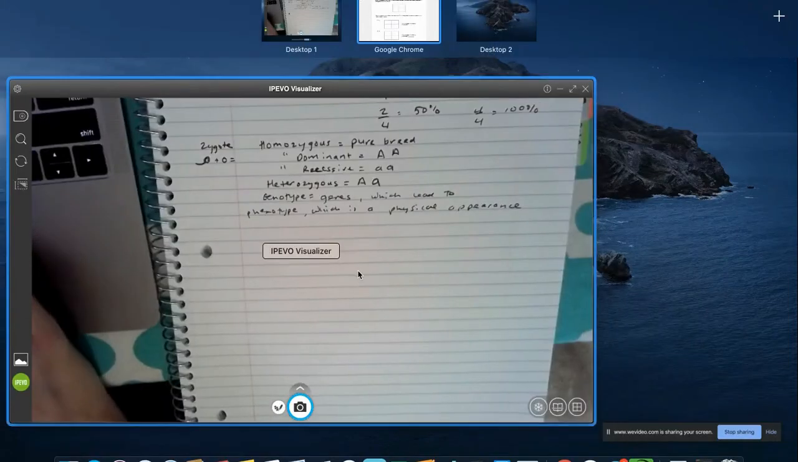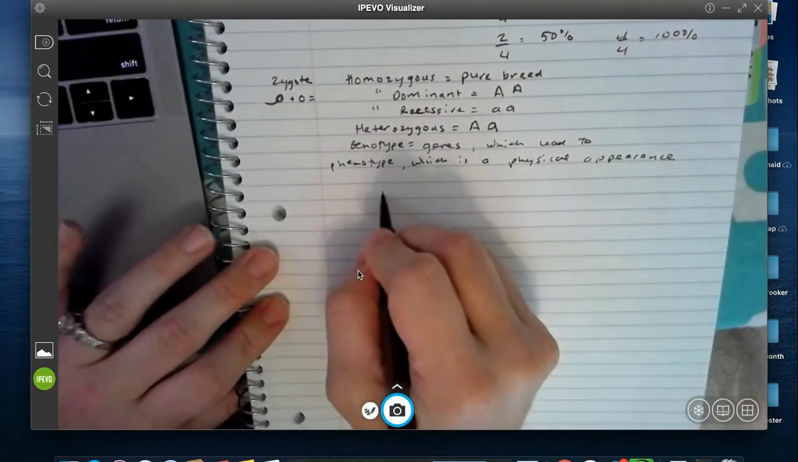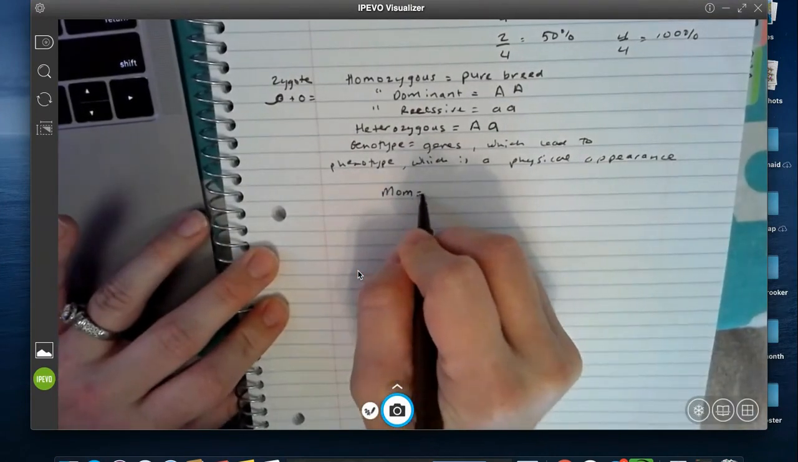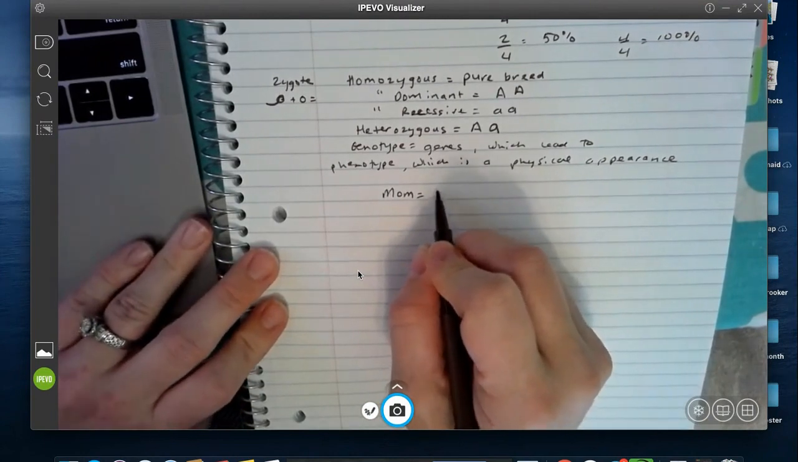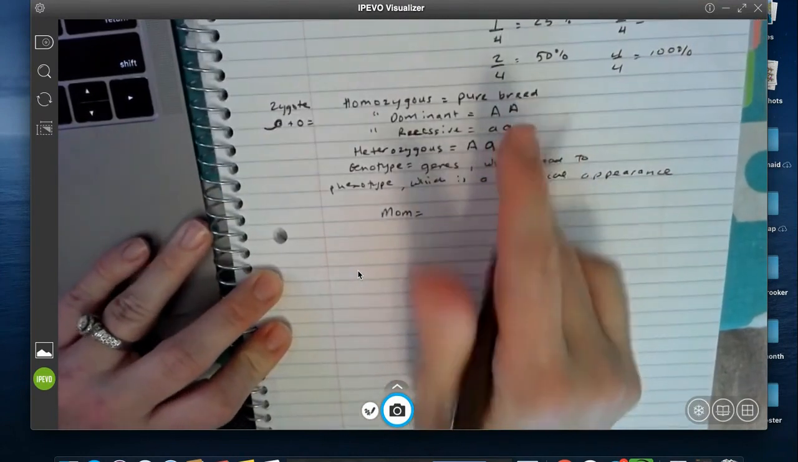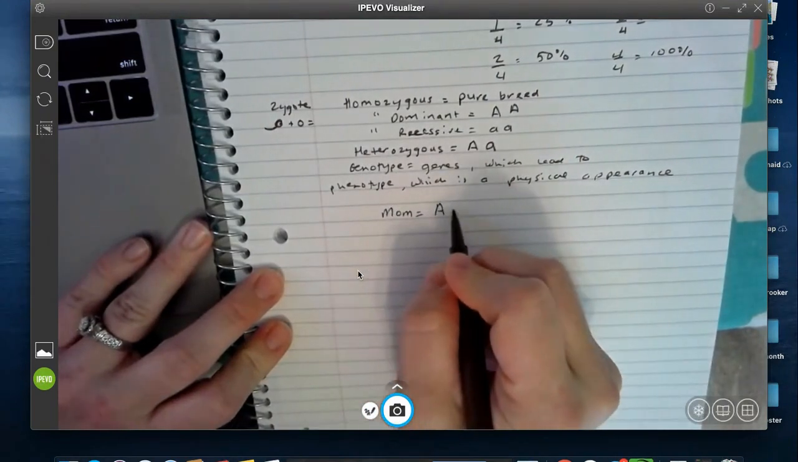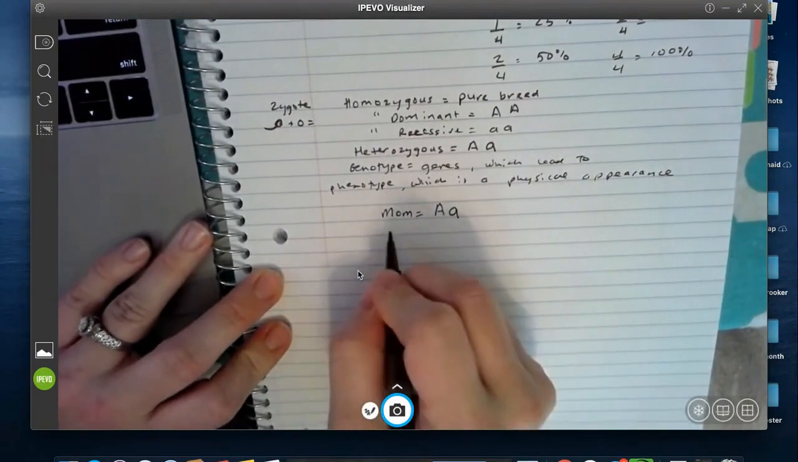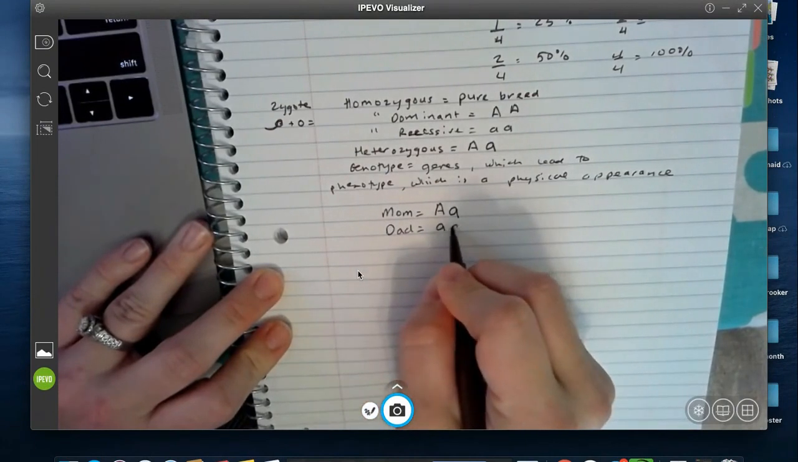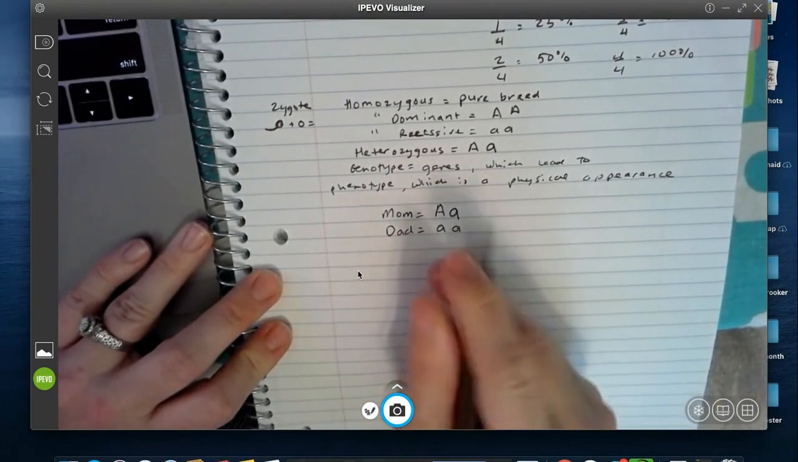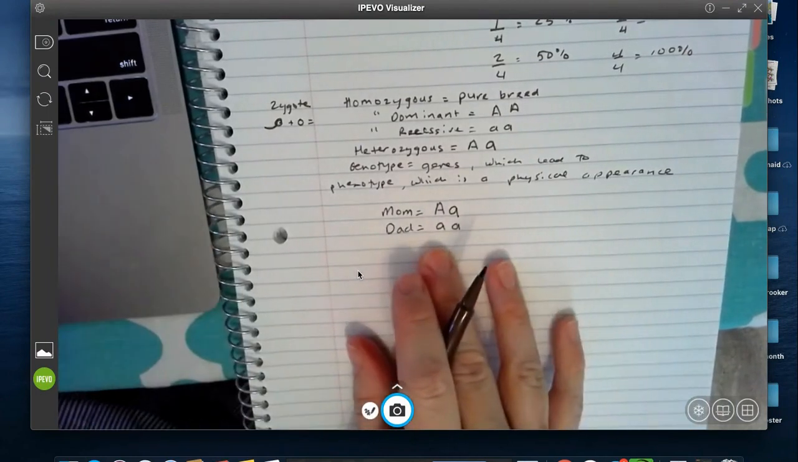Okay. So I've got to figure out what my parents are. Mom is heterozygous, so we'll just use a random letter. The letter does not matter. It's the numbers that matter from these problems. Okay, so she's heterozygous. And the dad is homozygous recessive. Those will always be given to you or will be able to be figured out.